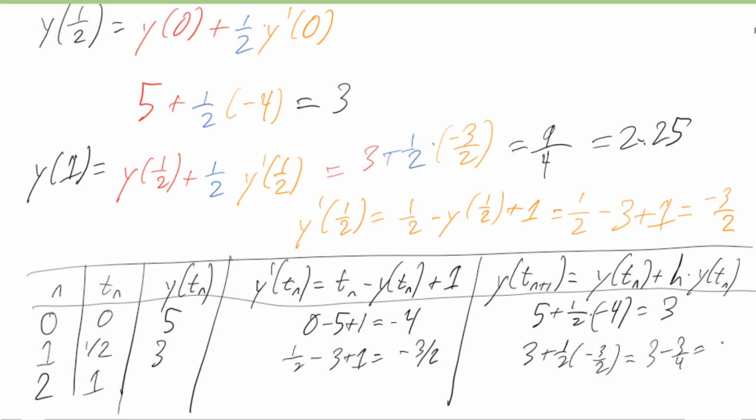So for the last row, we don't have to fill out the last few values because we're just computing y of the last value. So we get y of 1. We don't really need to compute the derivative at the final point or use Euler's method at that final point.